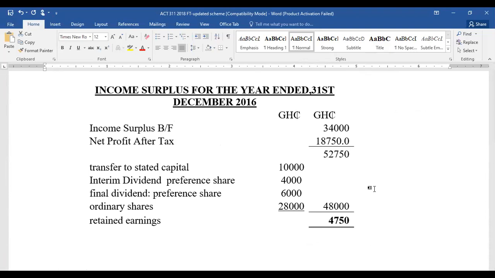The final thing we have to look at is the preparation of the balance sheet, or statement of financial position, as at December 31st, 2018. I'll exit the meeting for 3 minutes and I'll come back and we'll look at the balance sheet.